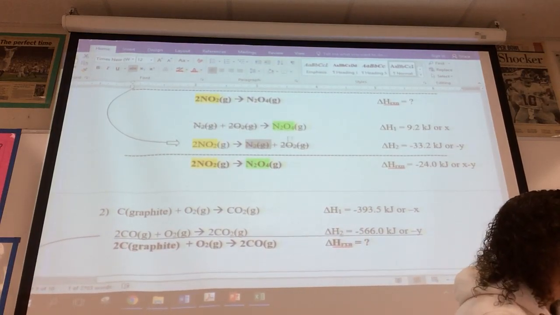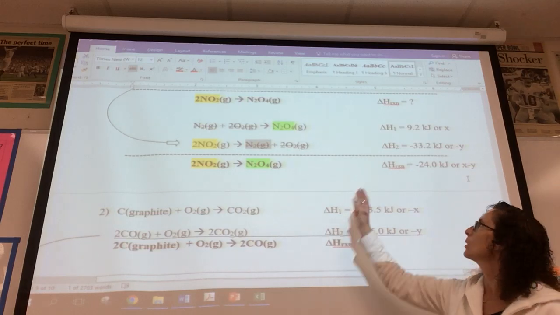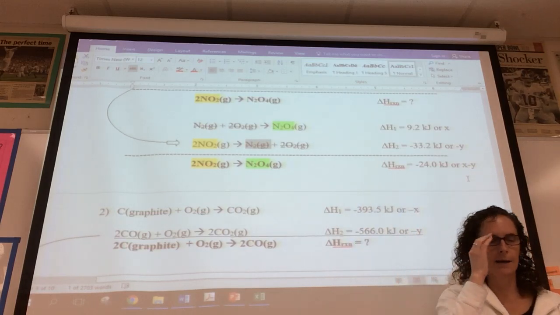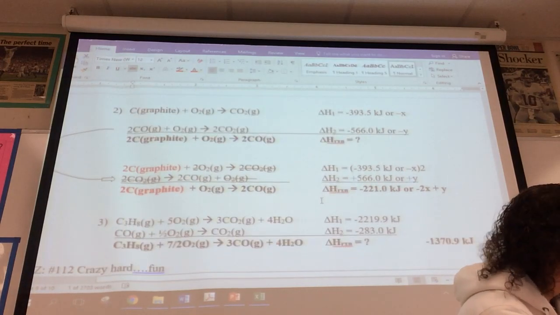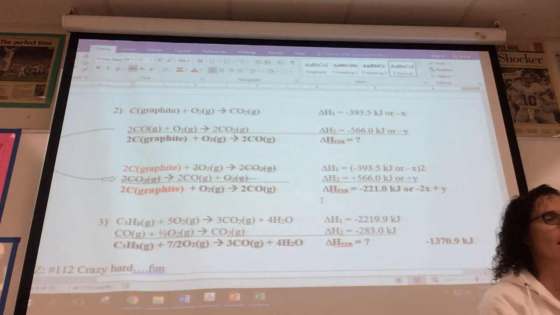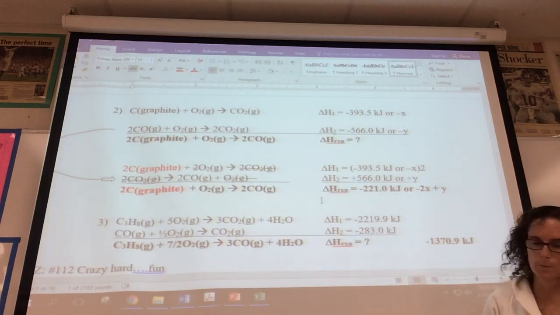Same holds true for the oxygen gas. I can sum these two together, and I get negative 24 kilojoules. If I just had X's and Y's, it would be X plus negative Y, because it's the sum of, or just X minus Y. Let's take a look at another one. For some of you, I know you remember this. It still requires practice.